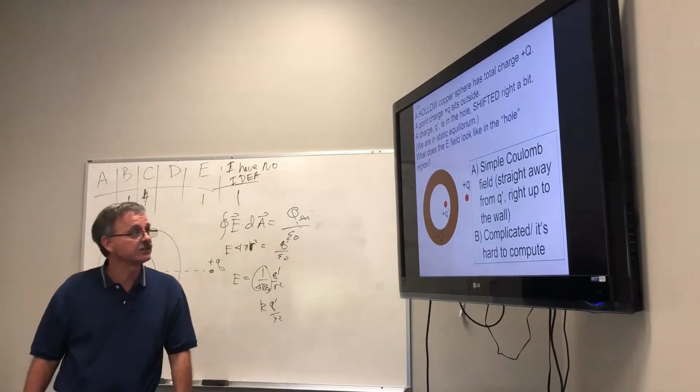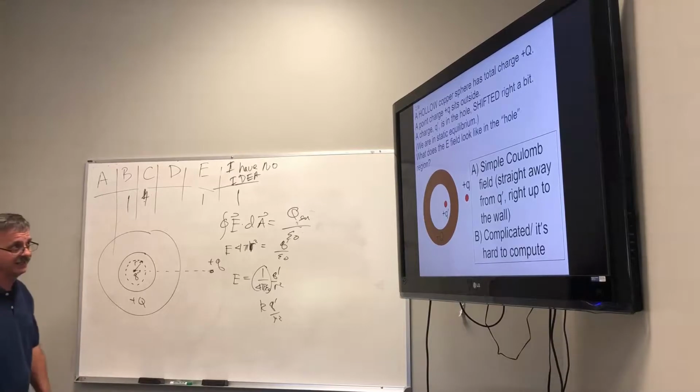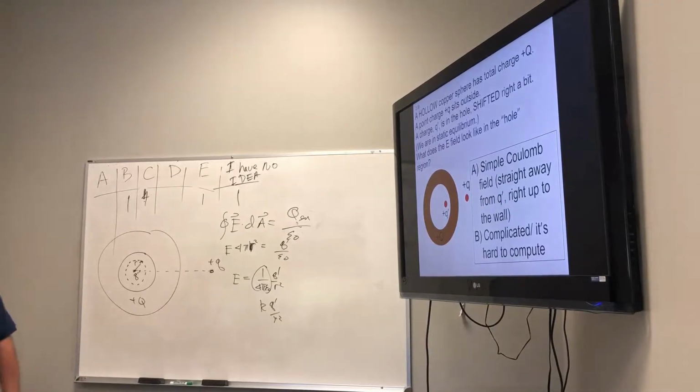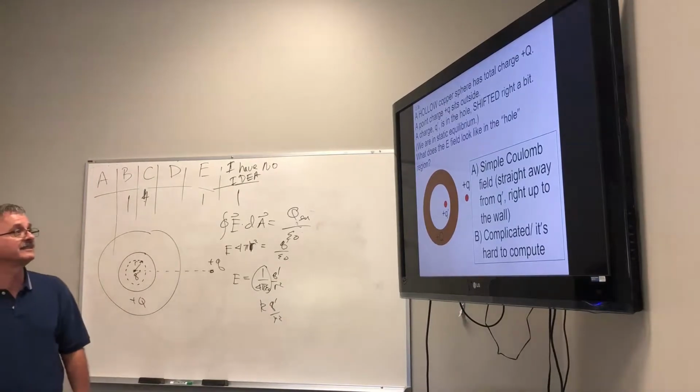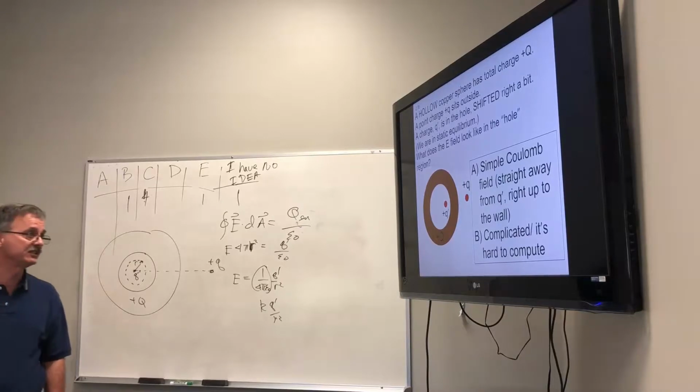Okay. All right, so we got this one. I have a hollow copper sphere with total charge Q. A point charge of plus Q sits outside again. I have a charge of minus Q that is in the hole but shifted to the right a bit. What does the electric field look like in the hole region?